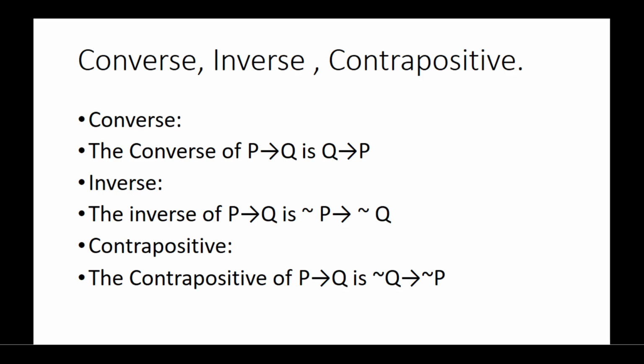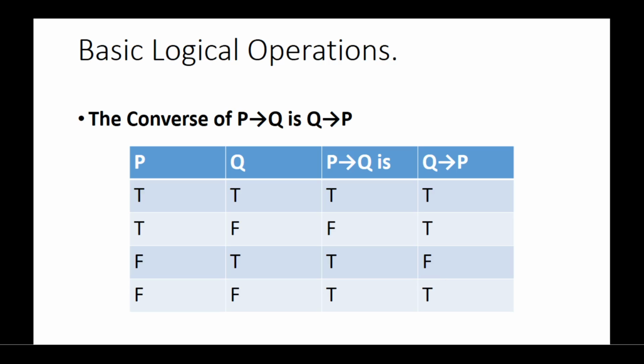So the converse of the conditional P implies Q is Q implies P. The inverse of the conditional P implies Q is negation of P implies negation of Q, and the contrapositive of the conditional P implies Q is negation of Q implies negation of P.